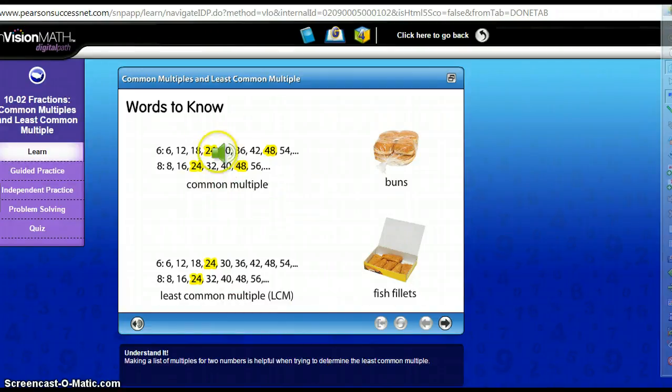So for 6 and 8, of the ones they have listed, 24 is a common multiple. 48 is a common multiple. But the least common multiple is 24 because that's the smallest one that both numbers go into.